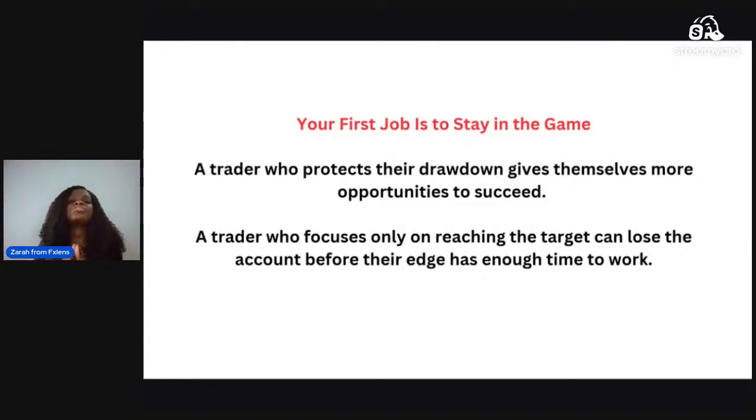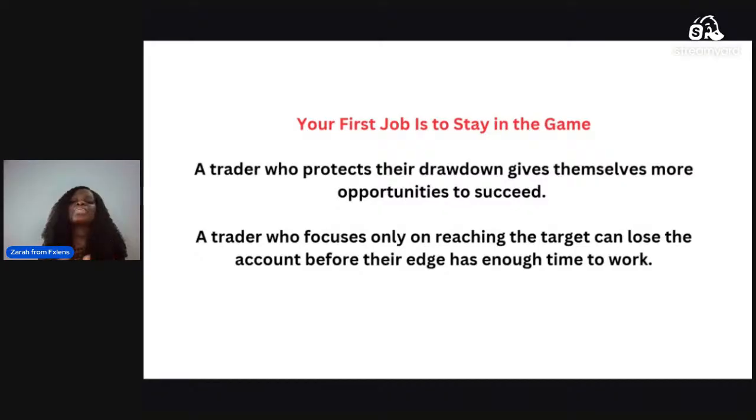The next thing is that your job is to stay in the game long enough for it to pay you. I blew up five prop firm accounts before getting the rules right, and now I'm profitable after getting them exactly right. So your first job is to stay in the game. You always need to protect your capital, even when you're trading your personal accounts. The first rule of trading is protect your capital. Everybody knows this. Now, in prop firms, you're not just protecting your capital, you're also protecting the rules. You're protecting the drawdowns.